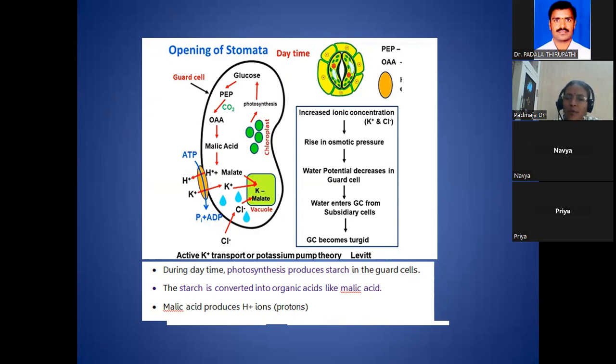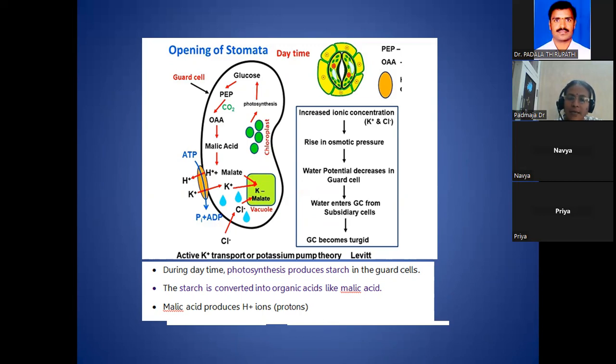So how will this water enter? What is the process that is taking place? The kidney shaped structure you are seeing is the guard cells. You all know that during daytime, photosynthesis produces starch in the guard cells. The starch is converted into organic acids like malic acid. Whenever this malic acid is produced, K plus ions move into the guard cells, and Cl minus ions also enter the guard cells.